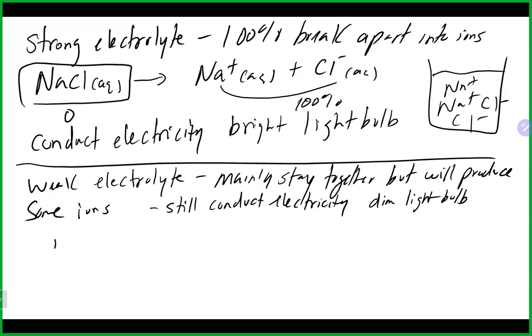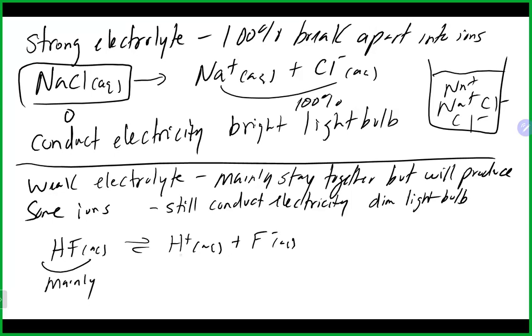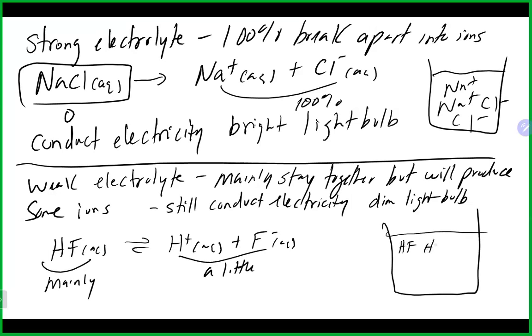An example of that is hydrofluoric acid, which is a weak electrolyte. When you put it in solution, it will break apart into hydrogen ions and fluoride ions. But mainly what you would have in that solution is the HF units still together, with a little bit of H plus and F minus floating around. Because it still has some ions, it will still be able to conduct electricity, but nowhere near the extent of a strong electrolyte.